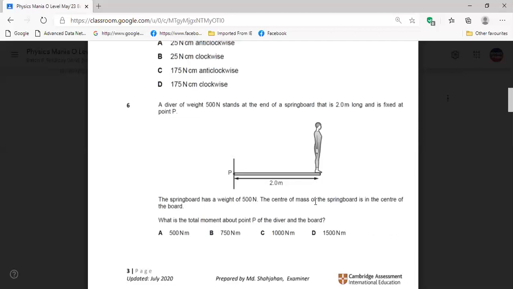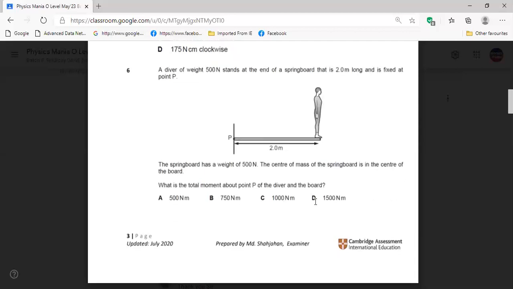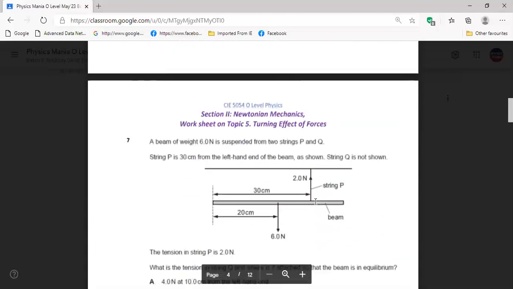First I calculated the moment of the diver. It is force into distance, 500 into 2, that is 1,000 Newton meter. And for the springboard, it says the center of mass is the center of the board. According to the definition, center of mass is the place where most of the mass acts. So it's 2 divided by 2, that is 1, into 500, 500 Newton meter. I added those, I get 1,500 altogether, right? Yes, well done. Thank you.